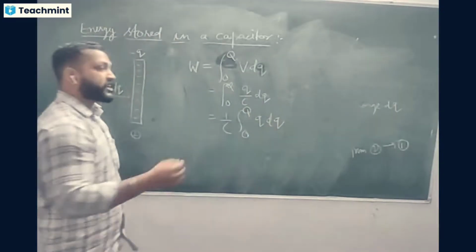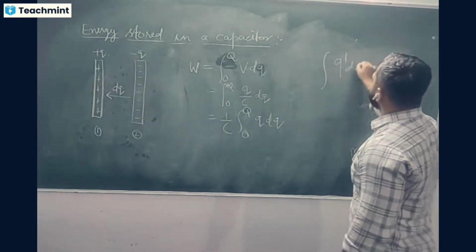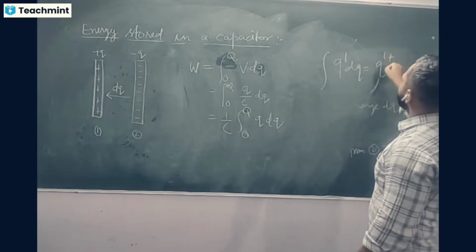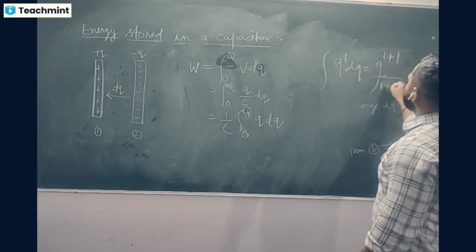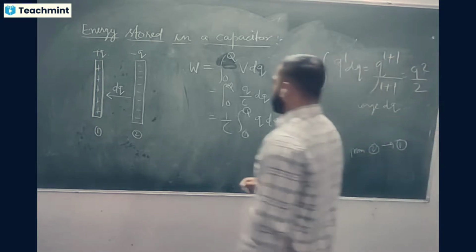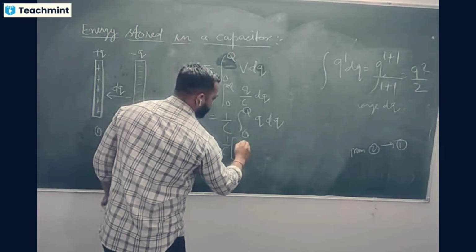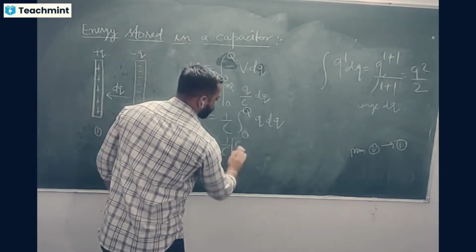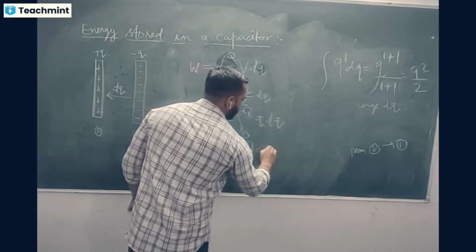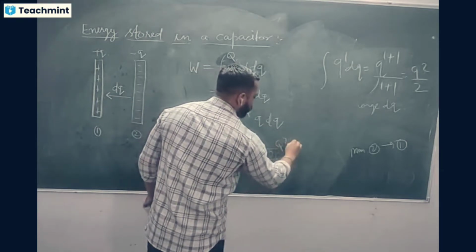So the integration of Q dq means it is given by the integration of Q to the power 1 into dq. So Q to the power 1 means the integration is Q to the power 1 plus 1 upon 1 plus 1. It will be Q squared upon 2. So 1 upon C is common, and inside it will be Q square upon 2. If you put the limit, it will become half C into Q square.